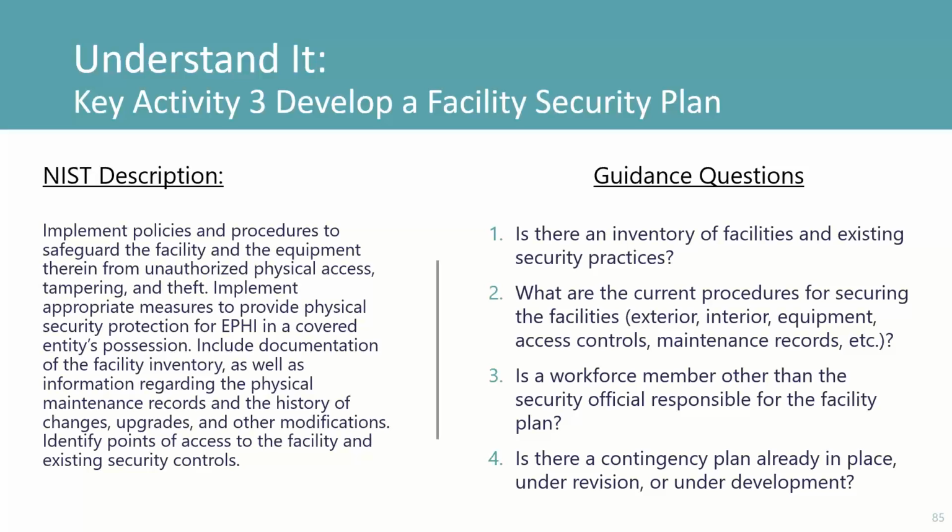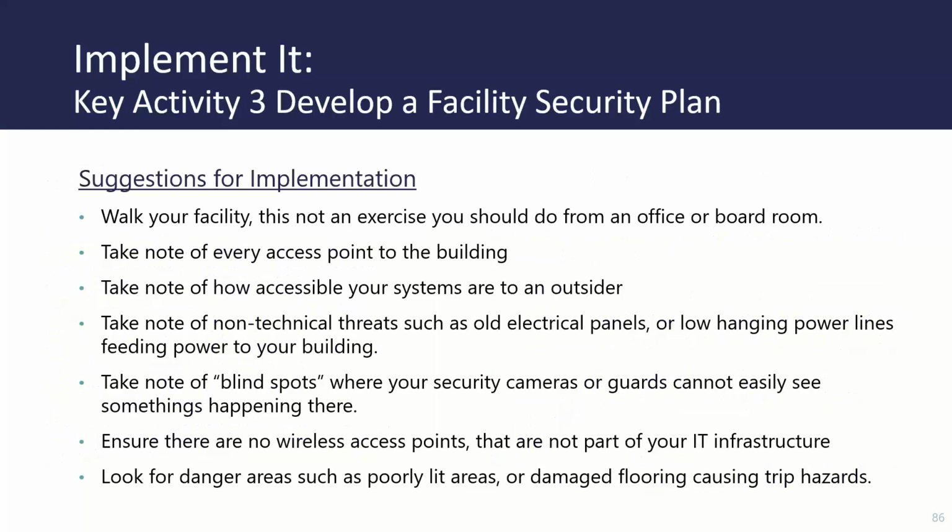So sometimes it's the security person, but sometimes you might have designated somebody else. And then always, what's the contingency plan in case something goes awry? So suggestions for implementation. We do this once a year. We walk our facility and we go around and we see where everything is, what the points of access to the building are. And we take notes of how accessible our systems are to the outsider.